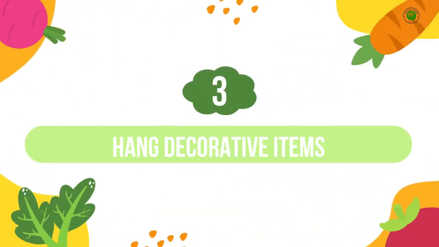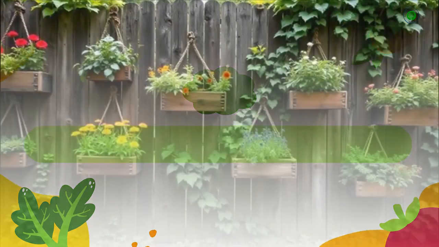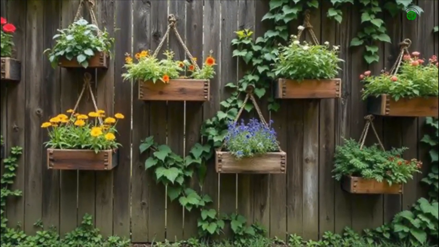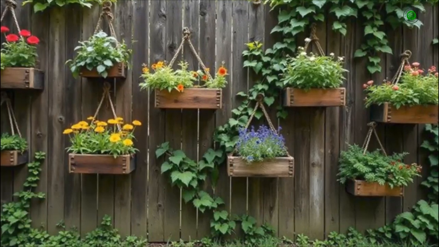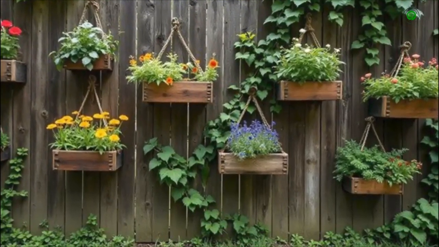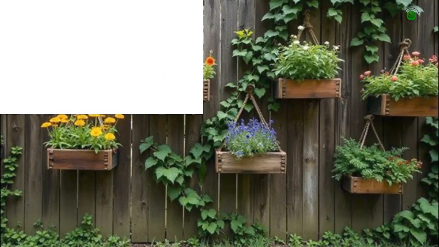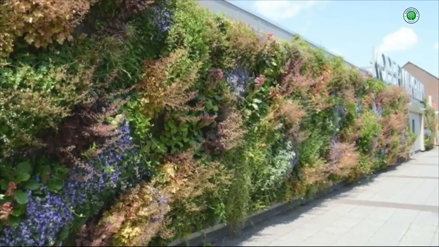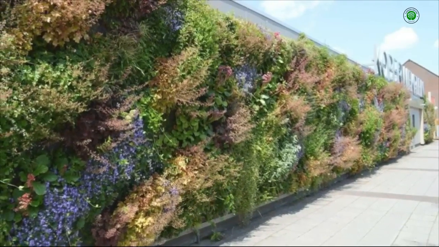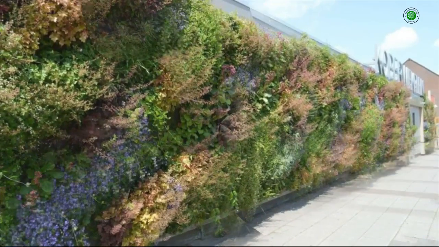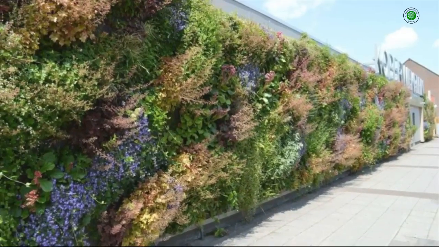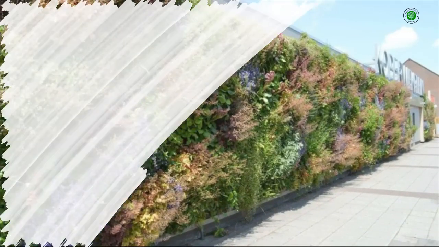Third, hang decorative items. Incorporate weather-resistant artwork, mirrors, lanterns, or wind chimes to inject personality and charm into your fence line. Mirrors can create an illusion of depth and space. Fourth, create a living wall. For a more ambitious project, consider creating a living wall system on your fence. This involves attaching modular planters or fabric pockets to house a variety of plants, transforming the fence into a verdant tapestry.